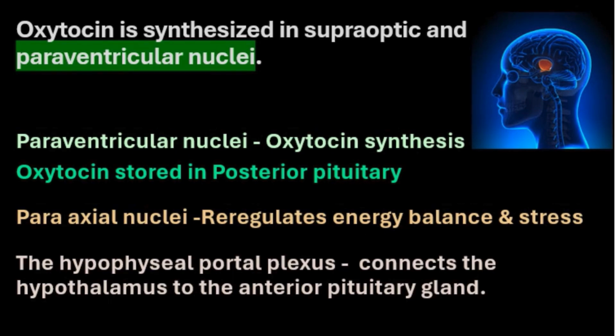Let us see the different parts of the hypothalamus in this chart. Oxytocin is synthesized in supraoptic and paraventricular nuclei. Oxytocin is stored in the posterior pituitary. Paraaxial nuclei regulate energy balance and stress. The hypophyseal portal plexus connects the hypothalamus to the anterior pituitary gland. So these are the different functions of the hypothalamus portions according to the different options given in the question.